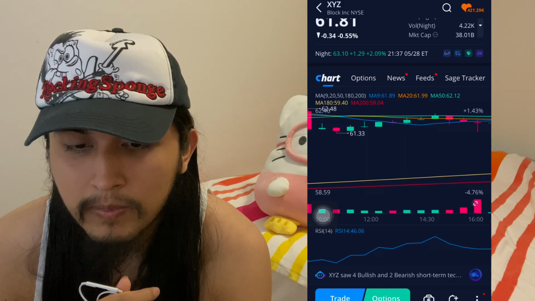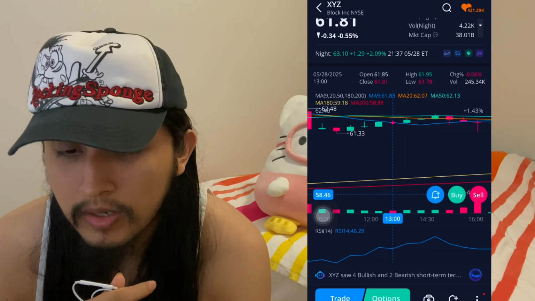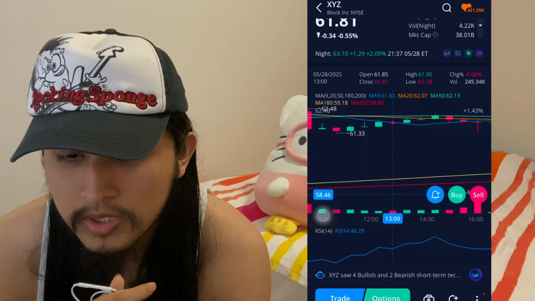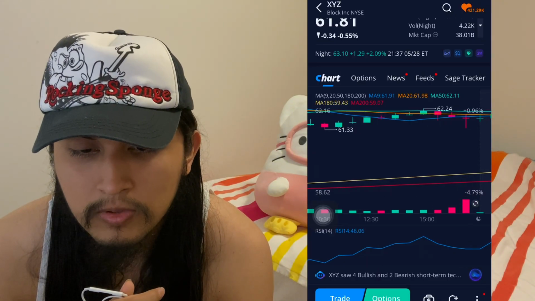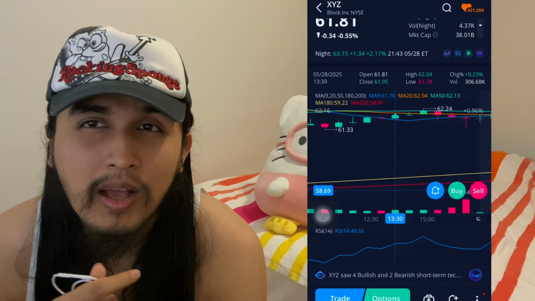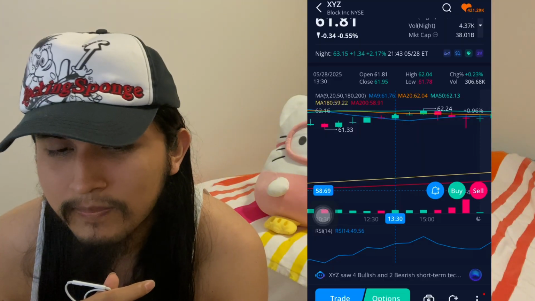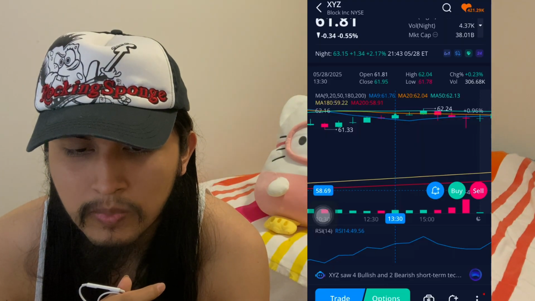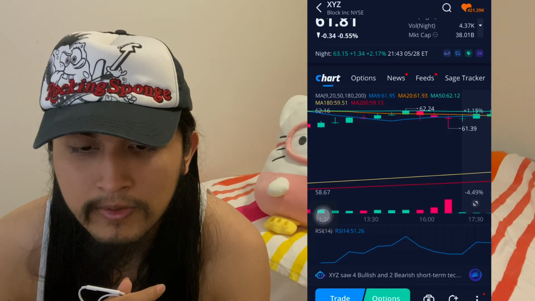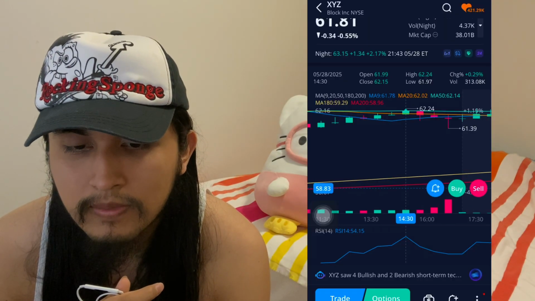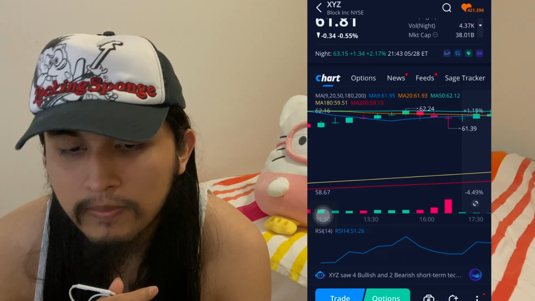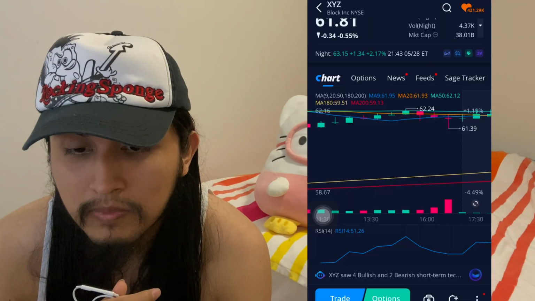So I decided to play XYZ put options as it approached the 9-day moving average, and wait for a rejection. That didn't happen, so the next candle approached the 20-day moving average. I thought XYZ could get rejected there, but I'm going to play it safe. I waited until it approached the 50-day moving average, and around 14:30 I bought more XYZ put options and waited for a rejection by the 50-day moving average.